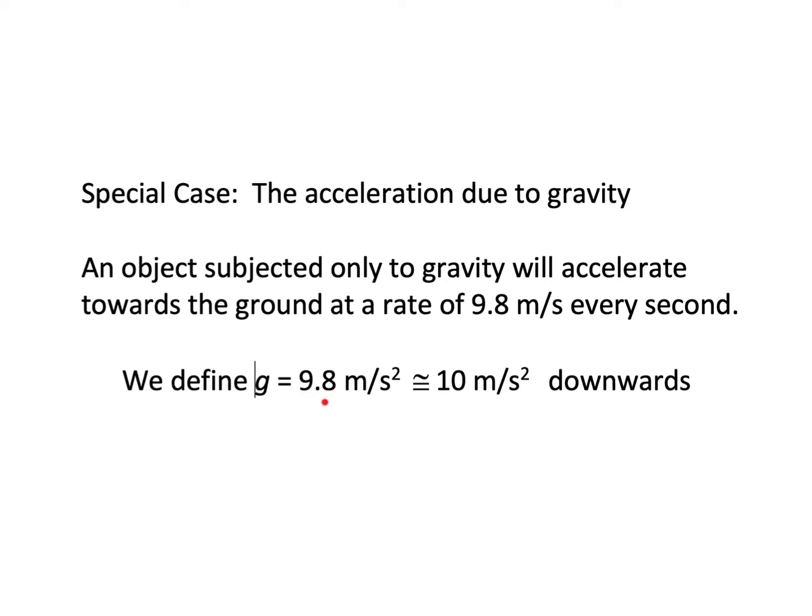Now, 9.8 we can round up to about 10. The actual number is 9.8, but in this class, we'll very often just round that up to 10. And again, the direction is downwards, towards the ground. That is an important idea. So here's the amount, 10 meters per second squared. Here's the direction. The whole thing together is the acceleration due to gravity.